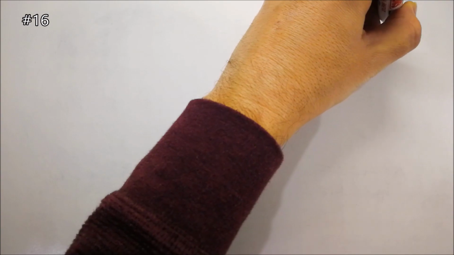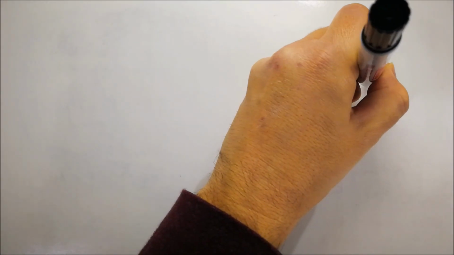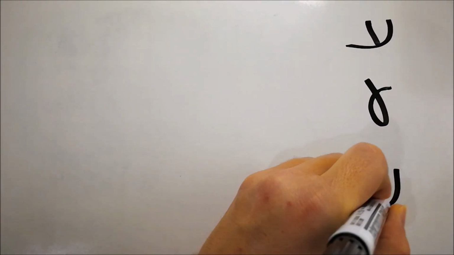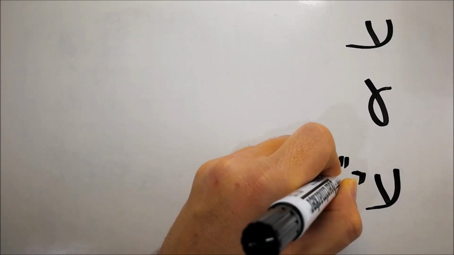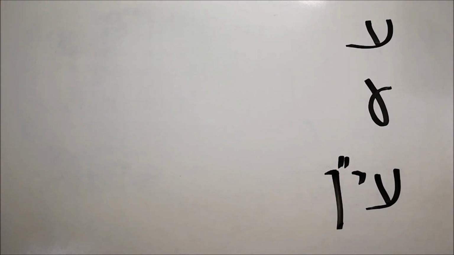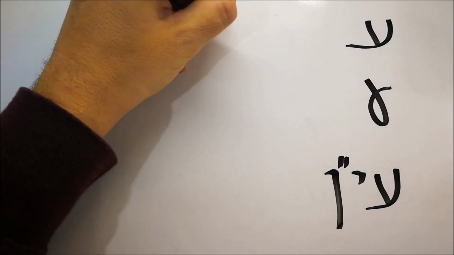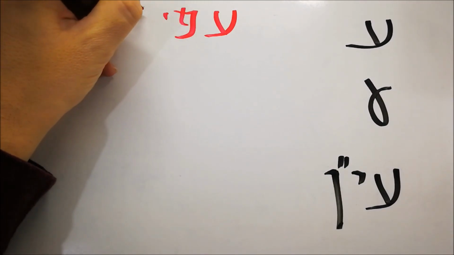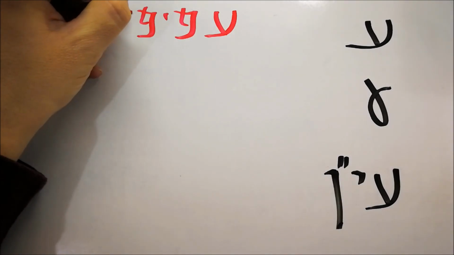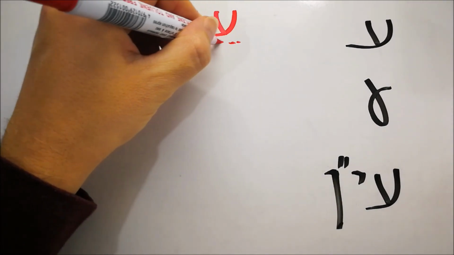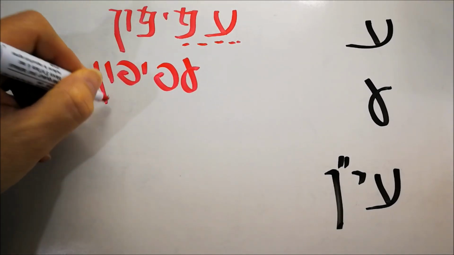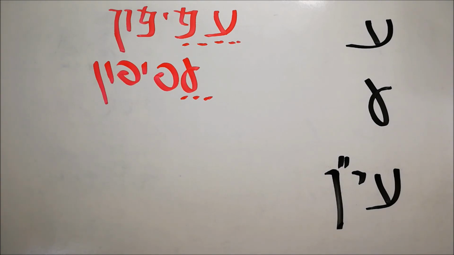The next letter is Ayin. This is how you write Ayin in print and handwriting. A word example for the letter Ayin is עפיפון. Notice the Ayin at the beginning of the word עפיפון. עפיפון translates to kite in English.